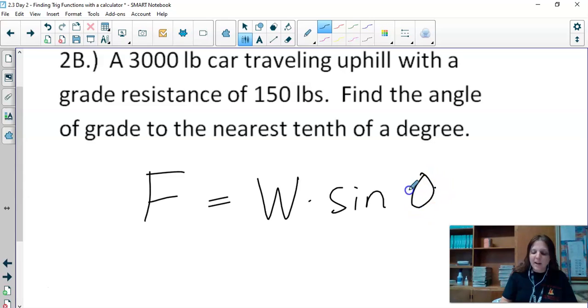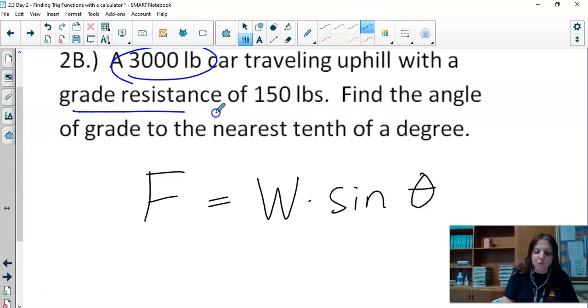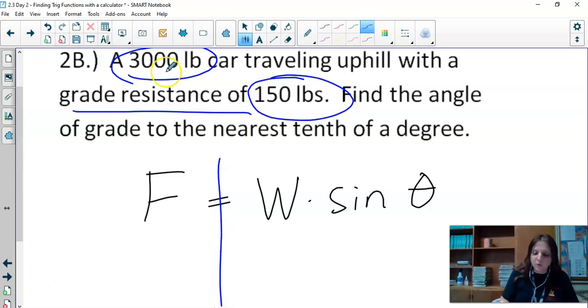This time I have a heavier car, a car that's 3,000 pounds, and it's traveling uphill. It has a grade resistance of 150. So I'm going to plug those in the proper spots. 3,000 pound car. The grade resistance is 150, and I'm looking for the angle to the nearest tenth of a degree.